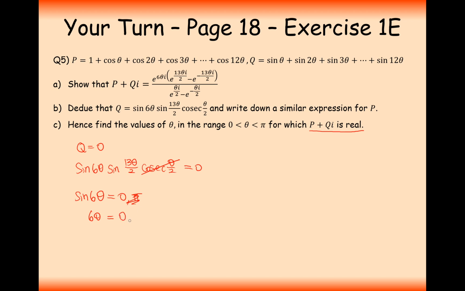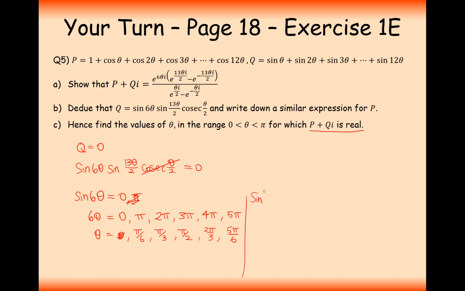Well, sine of 0 will give us 0, sine of pi will give us 0, sine of 2 pi will give us 0, sine of 3 pi will give us 0, sine of 4 pi will give us 0, sine of 5 pi will give us 0, and sine of 6 pi will give us 0, but that will go out of the range eventually. Now if I divide through by 6, I'm going to get 0, but that's not in the range, so I'll scrap that solution. Divide through by 6 on this solution, that would be pi by 6. Divide by 6 on this solution, that would be pi by 3. Divide by 6 on this solution, that would be pi by 2. Divide by 6 on this solution, that would be 2 pi by 3. And divide by 6 on this solution, that would be 5 pi by 6.